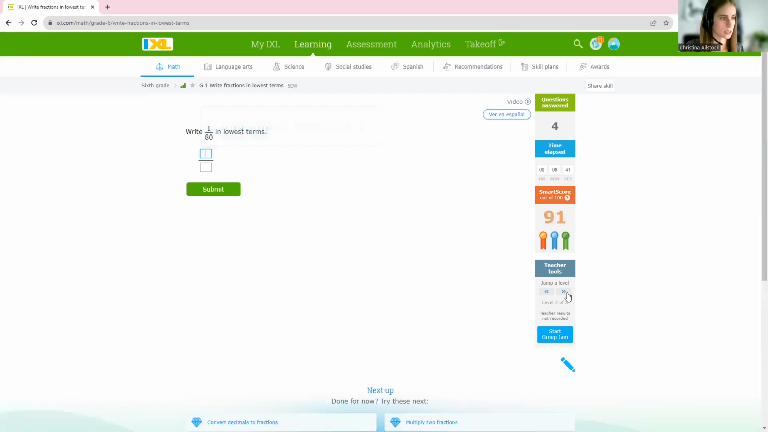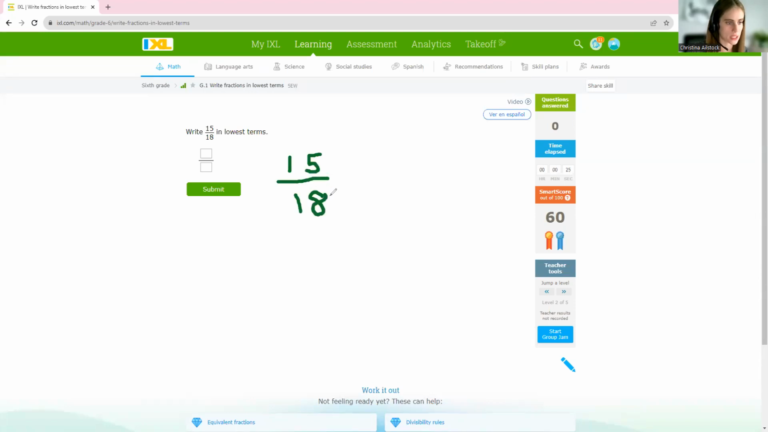All right, let's check out one more problem together. Let's do this last problem by using the repeated division method. So I'm going to take my fraction 15 over 18 and look to see what they have in common. First thing I look for is, are they both even numbers? Because if so, I can definitely divide by 2. And they're not even numbers. So let's try 3. Are they both divisible by 3? In fact, they are. So we can start there.